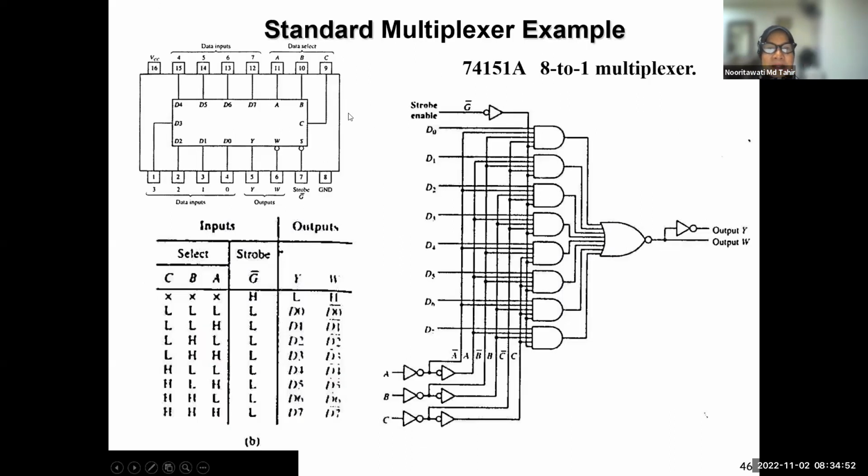Okay, that's about multiplexer. Any question before we go to demultiplexer? Any question, mahasiswa? Okay, thank you. Okay, we will proceed. Thank you, Omar, for the response. So, kita proceed ya. Sebentar.